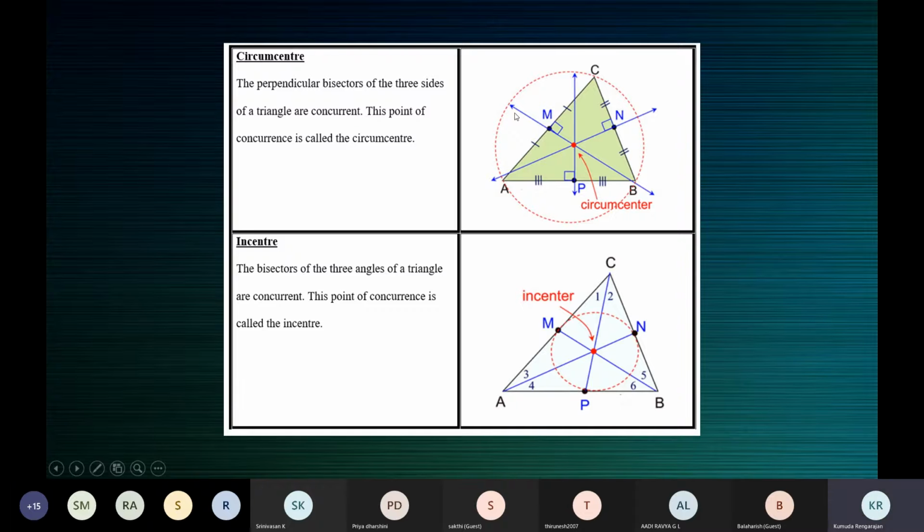So we know how to construct perpendicular bisectors. The perpendicular bisectors of the three sides of the triangle will go through the same point. When you construct the perpendicular bisectors of the three sides of the triangle, the three lines will pass through the same point, and that point is called the circumcenter. So the three perpendicular bisectors of the three sides are concurrent. This point is called the circumcenter.